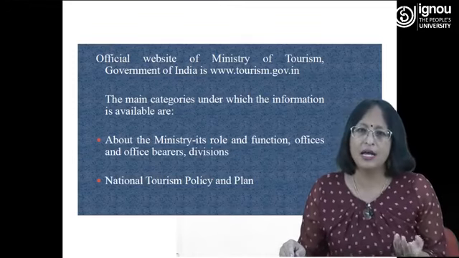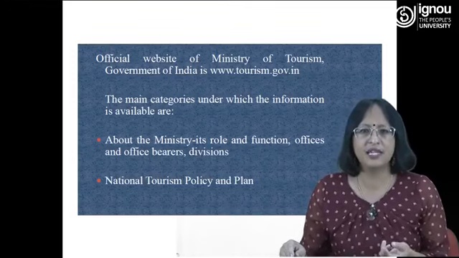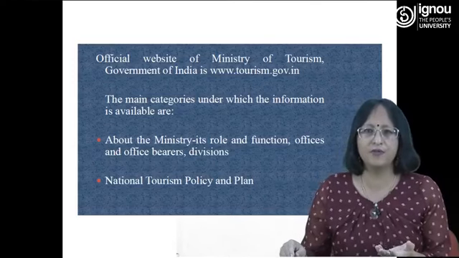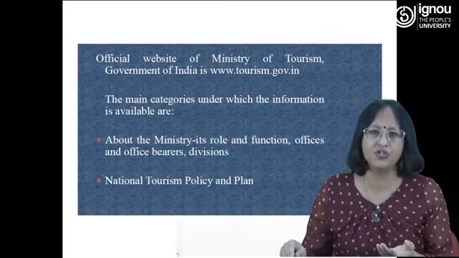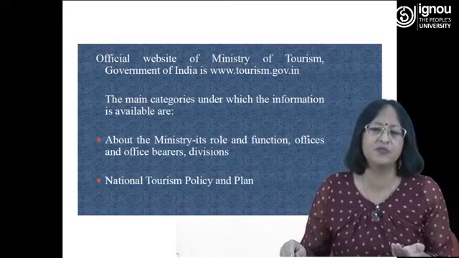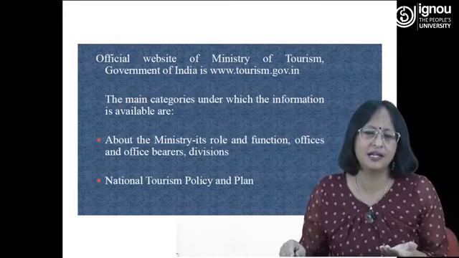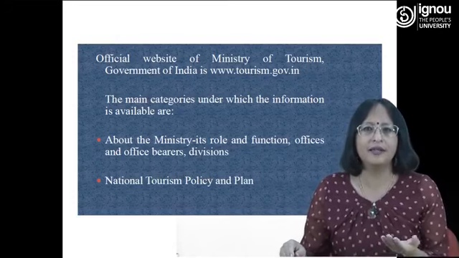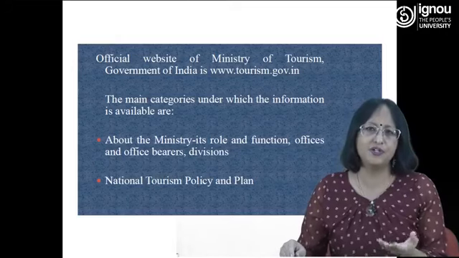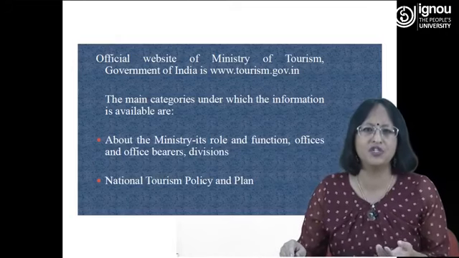If you look at the main categories there, the ministry gives out its information on its role and function, the offices, the office areas and the various divisions it has. Divisions like the marketing and statistics division are there. Then the International Bureau division is there. So lots of divisions are there.